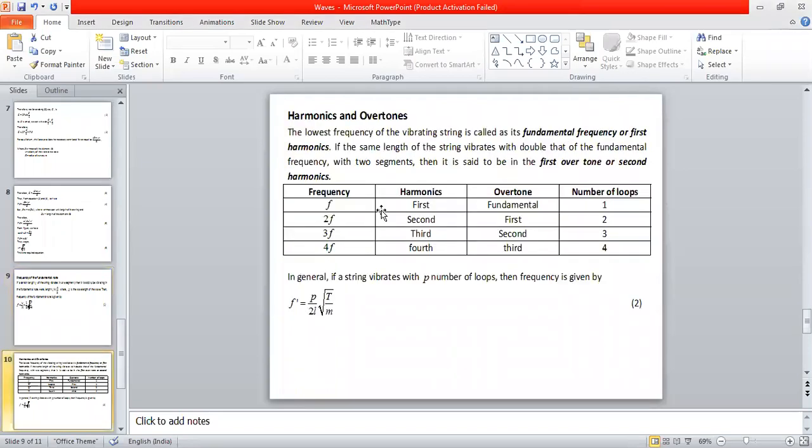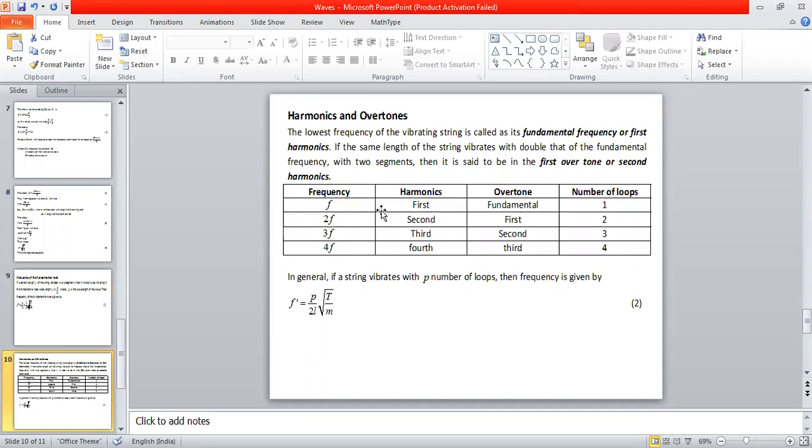I already said, it is not necessary that the string should vibrate with only one loop. There is no rule that it must vibrate in one loop. It can vibrate into 2 loops, 3 loops, 4 loops, 5 loops, 6 loops, 7 loops, etc.